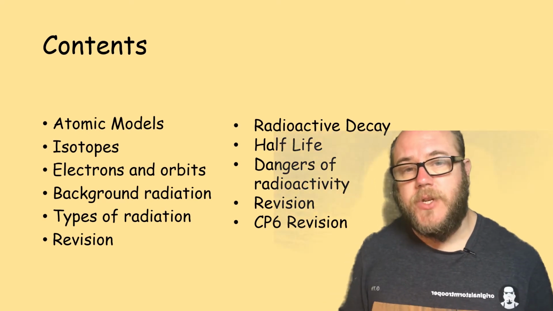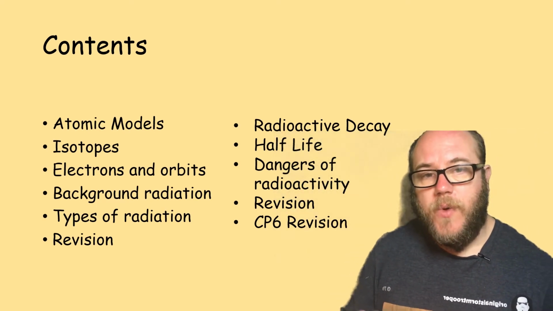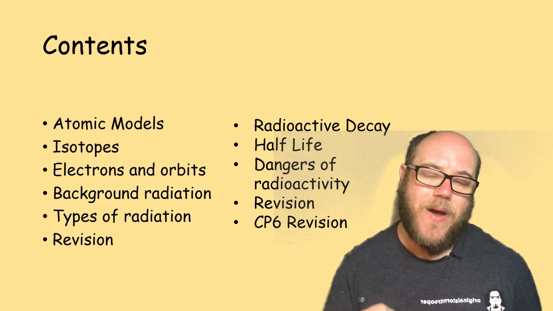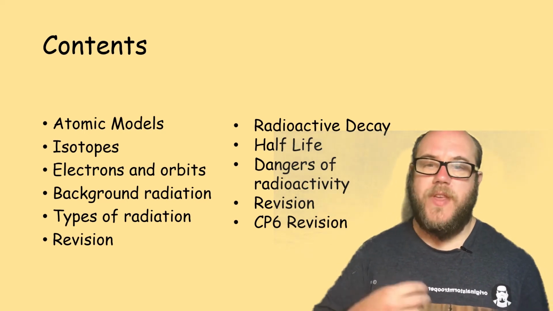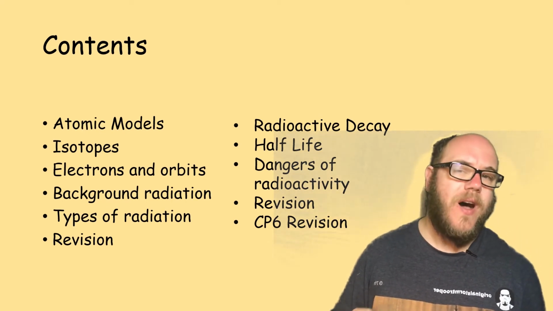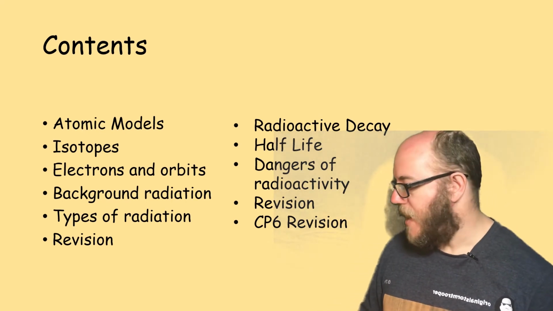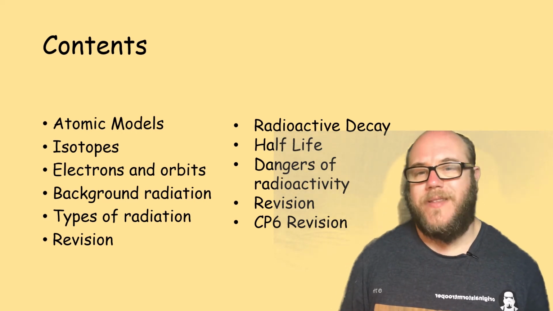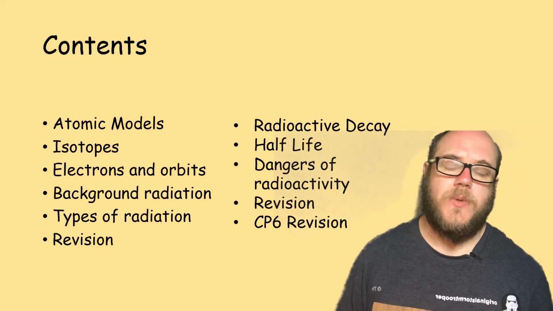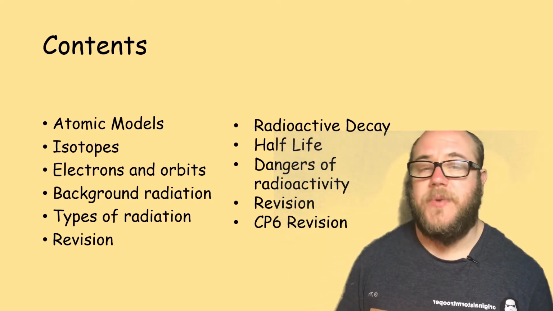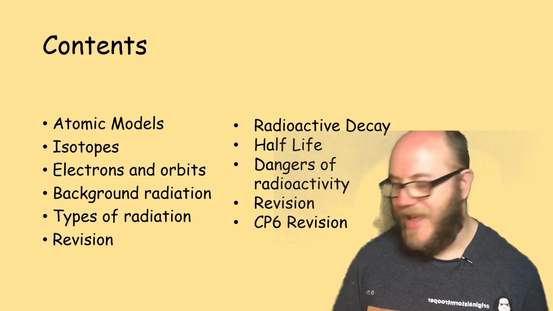After that little revision, we're going to then carry on with the rest of the course, and we're going to look at radioactive decay. How do atoms form this radiation? What's it all about? Then we're going to look at a thing called half-life and what that's all about, and then we're going to break down the dangers of radioactivity and what the difference between a high half-life and a low half-life means in terms of how dangerous the nuclear source is.